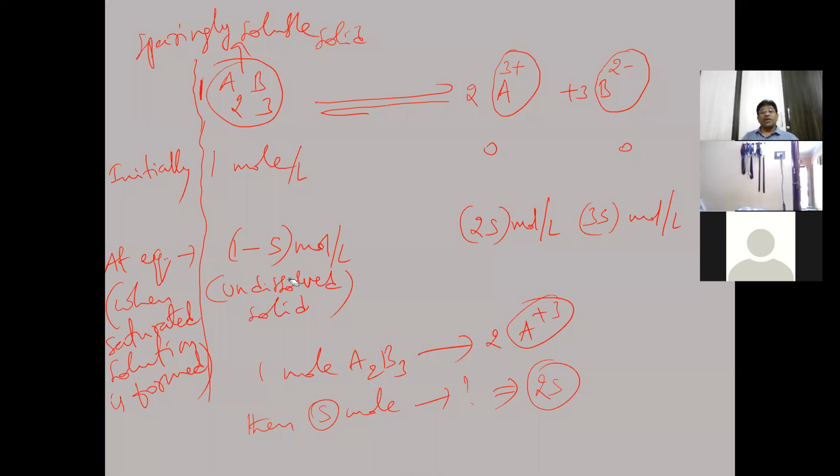The concentration of this undissolved solid will be taken as 1. Now for this, the equilibrium constant is called KSP. How to write KSP? Concentration of cations whole power 2 into concentration of anions, 3S, whole power 3. We take it.